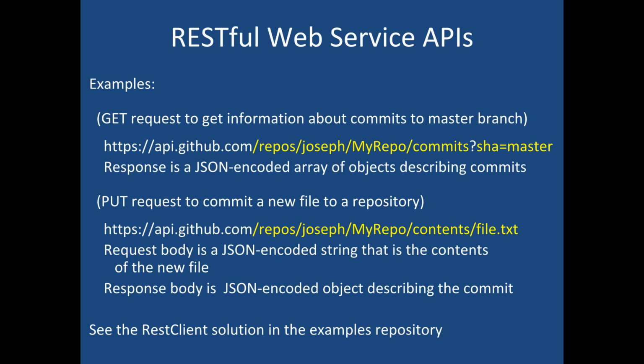So anyway, you use a GET request to get information back, not to change it. The PUT request is to change existing information. So here I'm saying go to this repo and add a new file called file.txt. And the actual contents of the file are contained in the body. And what you get back is something that describes the new commit that was created. So when you use, say, the Git plugin in Visual Studio, these kinds of things are being sent on your behalf to GitHub.